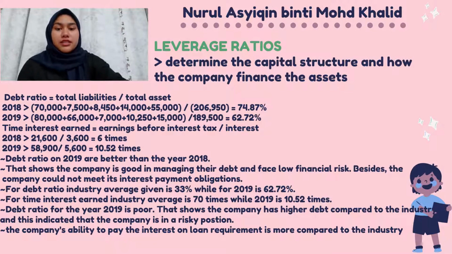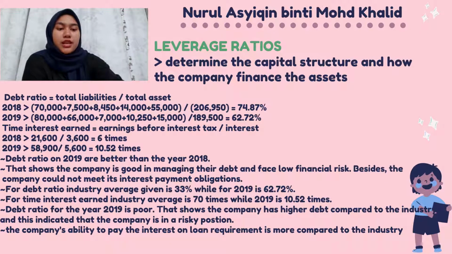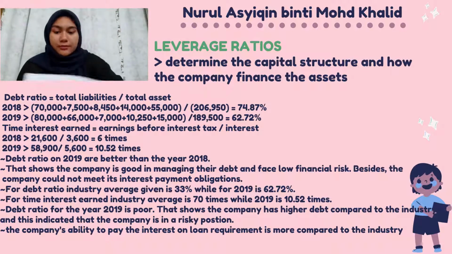For times interest earned, earnings before interest and tax divided by interest. For 2018, 21,600 divided by 3,600 equals 6 times. For 2019, 58,900 divided by 5,600 equals 10.52 times.